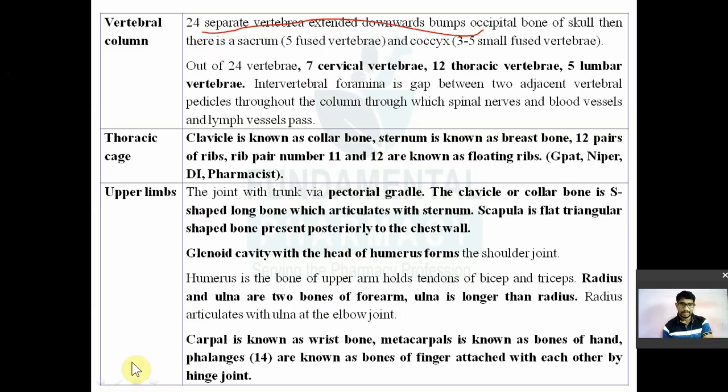And then there is a sacrum. Sacrum consists of 5 fused vertebrae. Sacrum जो है आपका उसमें 5 vertebra होते हैं. Coccyx जो है, that is the last bone. So coccyx is known as a tailbone.